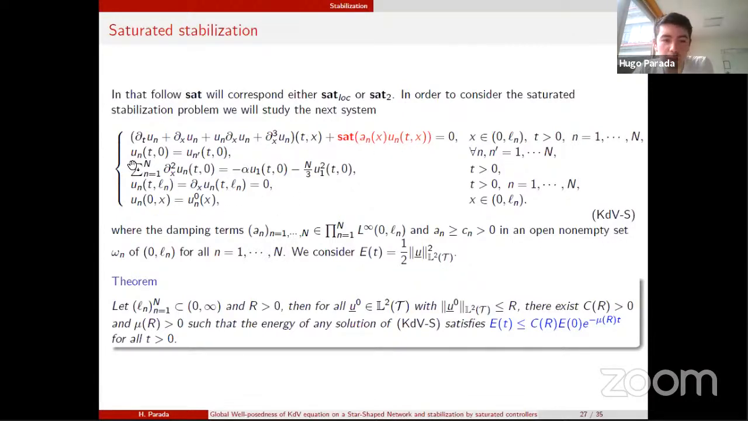When we put sat here, it will be either the local saturation or sat2, the L2 saturation. So we are going to consider the following system, which is the KdV equation here, and we add the saturation term. We have the same boundary conditions, and this damping term a_n acts in all the branches. They are positive, but acting only in a localized subset. What is important is that this saturation map satisfies good conditions. So for this system, using the results of global well-posedness from the past section, we also have global well-posedness. We define the classical energy, the L2 norm, and we can prove that if you have a bounded initial condition, you achieve the stabilization, but it is important that the rate of decay depends on how big the initial condition is.